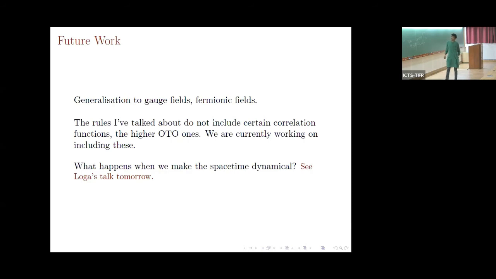And another interesting question that you can ask is, what happens if you make the spacetime itself dynamical? Here I've considered a black hole and then thrown things at it, but what if the black hole is evaporating or something? What happens when you make the spacetime dynamical? What happens when you have gravitational waves in the spacetime? For that, you can see Loga's talk tomorrow, and that's where I'll end.